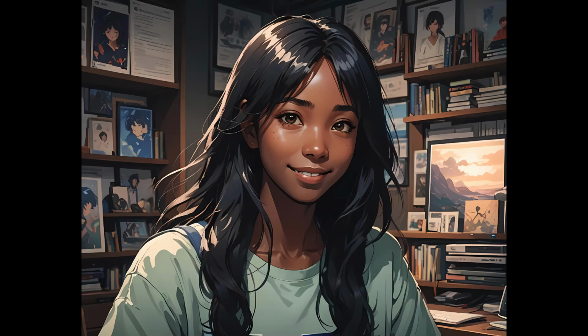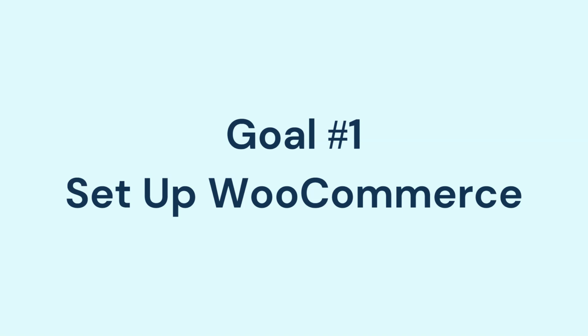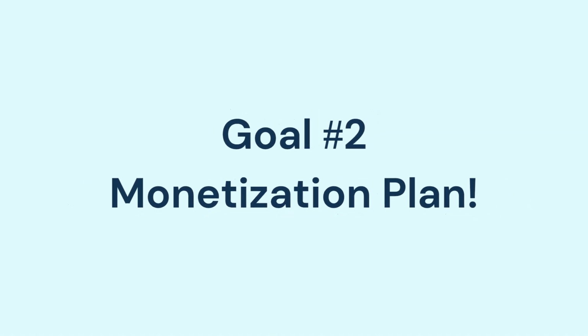So I have four goals. One, I want to set up WooCommerce on my shop subdomain, because my website is done on WordPress. Two, I want to create a business monetization plan. I'm going to create a business plan, and then I want to focus on just the monetization part, where I think about what it is that I want to sell and how I'm going to sell that.